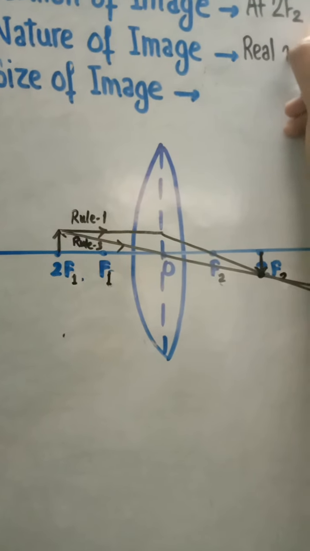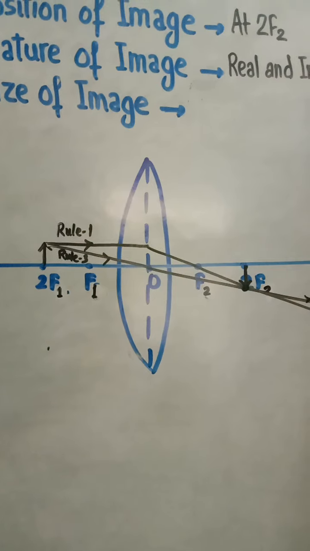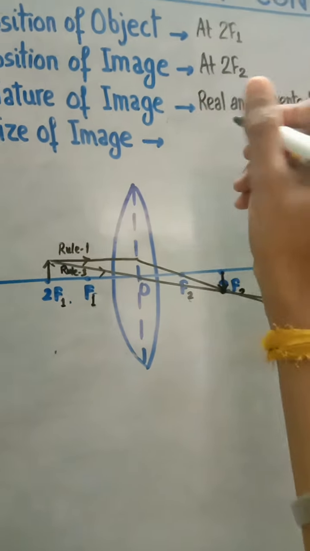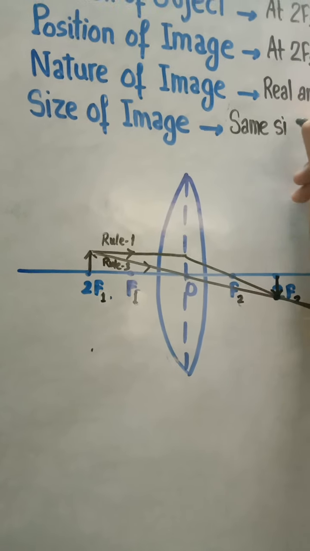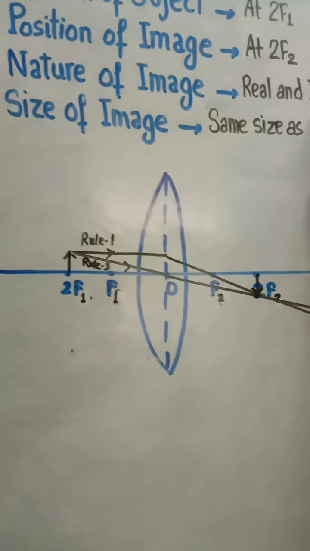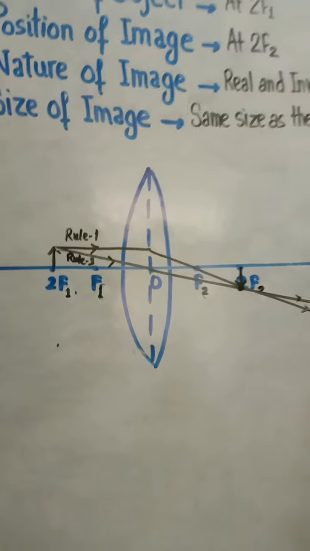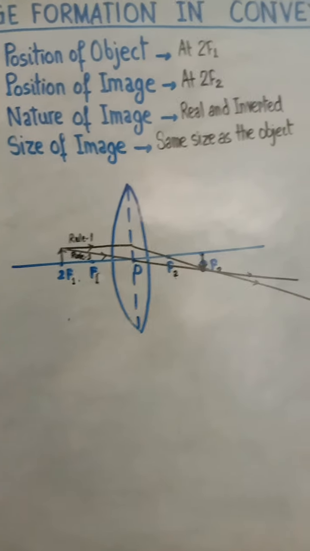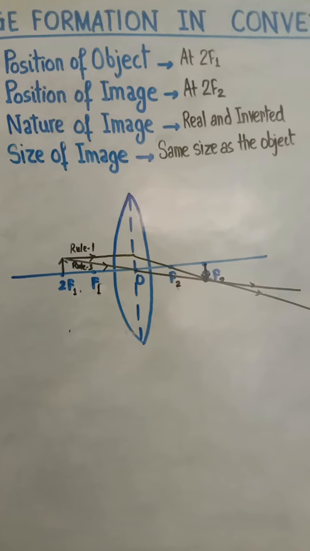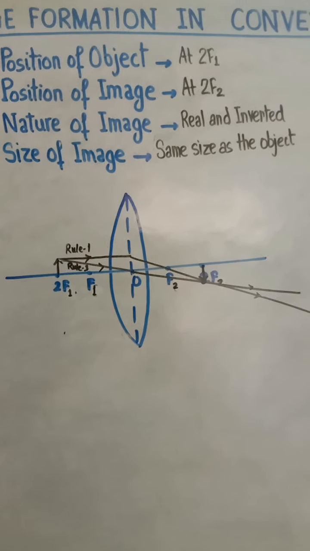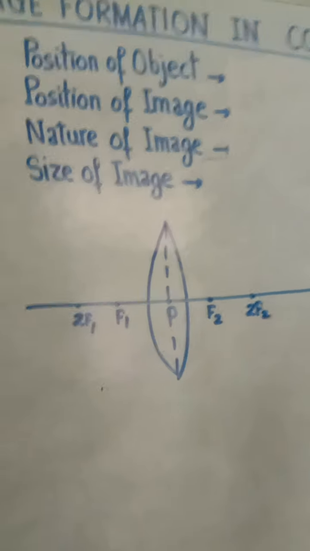So once again, real and inverted image. And size will be the same size as the object. Object and image will be of the same size. Okay. So this is your third image formation. Now coming down to your fourth position of the object.